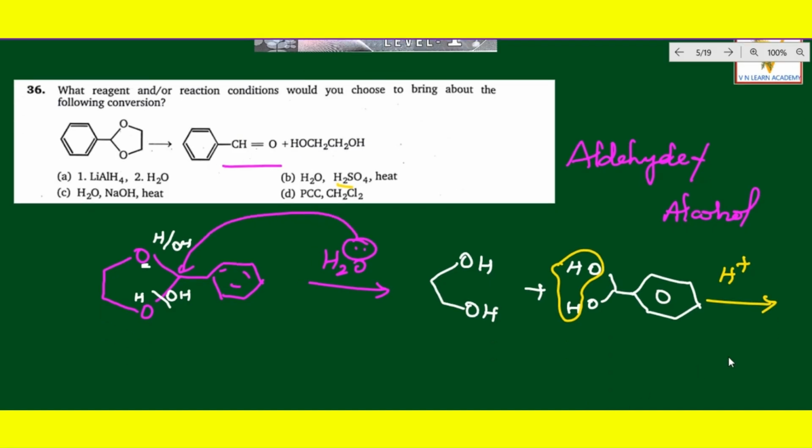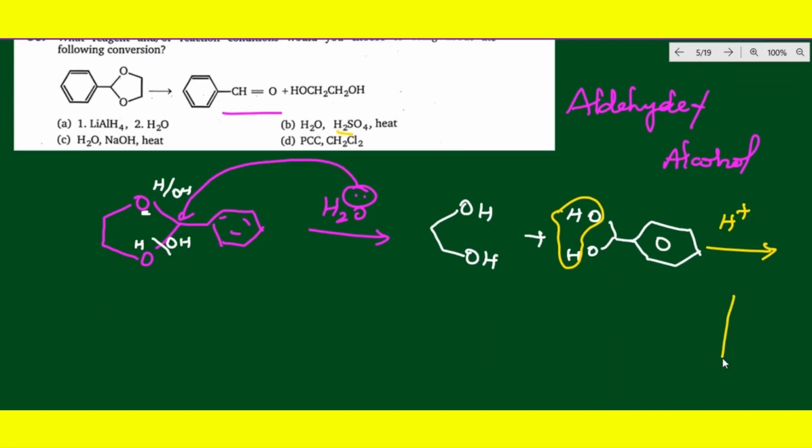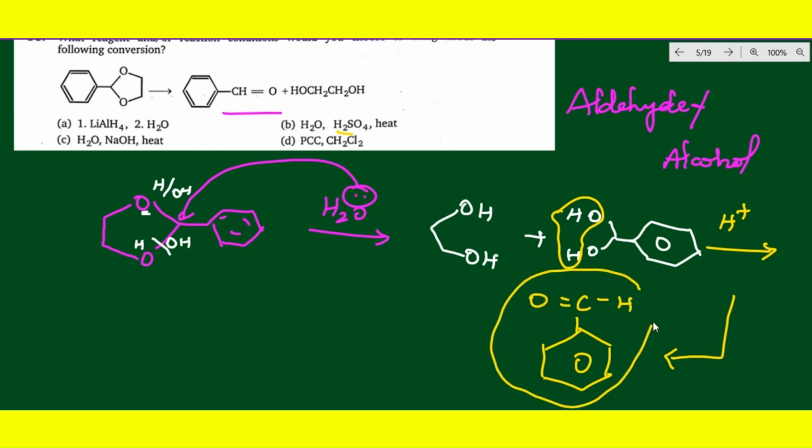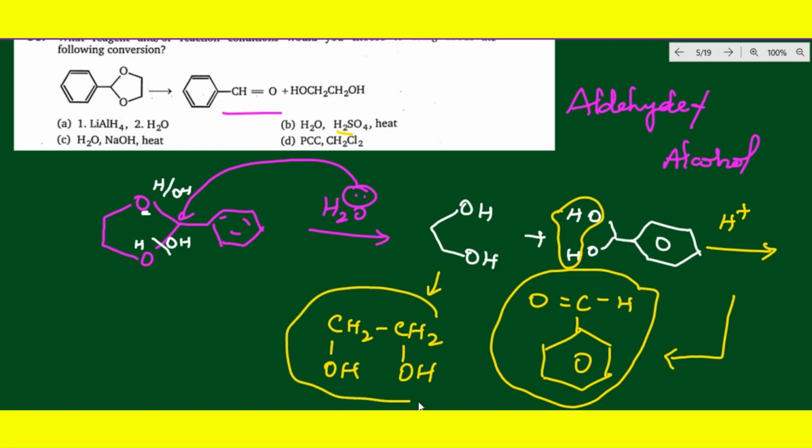So CHO. What will you be receiving here? Here you will be receiving benzaldehyde, right? Benzaldehyde, CH double bond O. So this is benzaldehyde. And this is ethylene glycol, CH2, here OH, and here also OH. So this is a dihydric alcohol, ethylene glycol, that is CH2, CH2, OH.